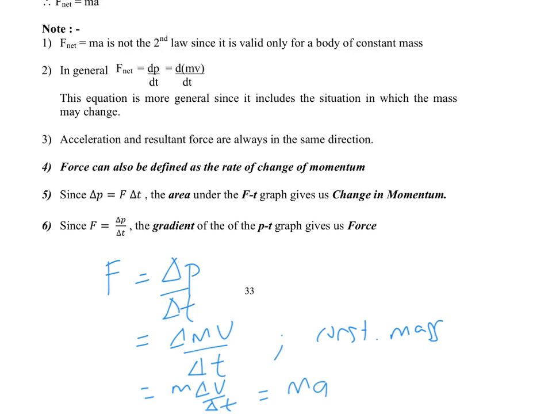I'll give you an example. Now let's say you have a block of wood on the floor and you apply a force of 10 newtons. At the same time, there's a frictional force of 3 newtons. And let's say the mass here is 2 kg. So what is the acceleration?